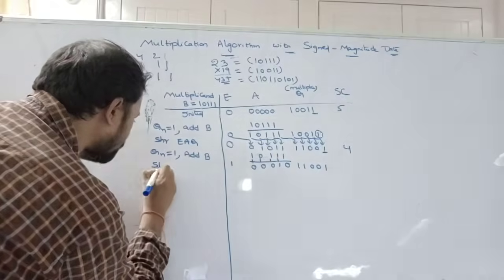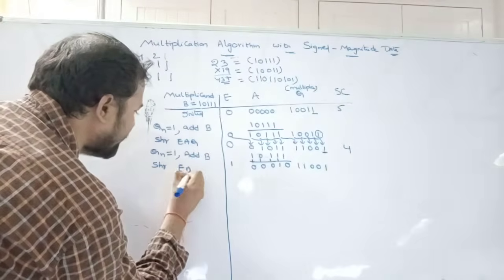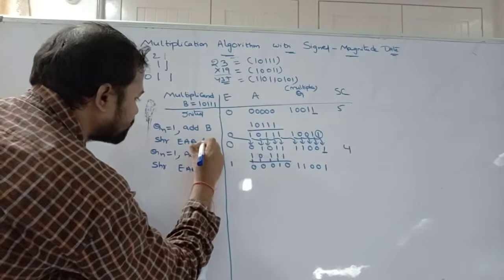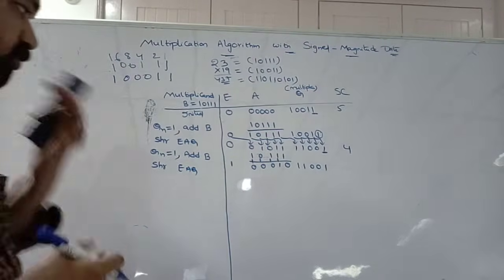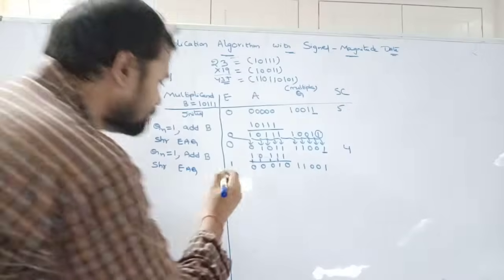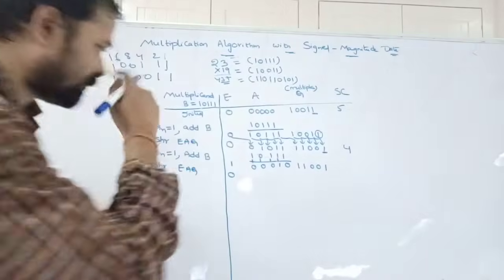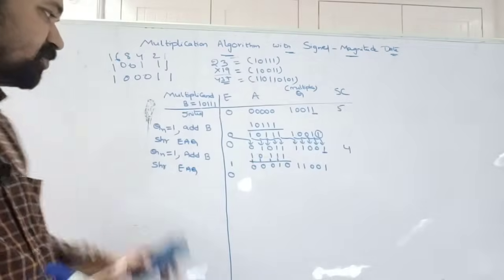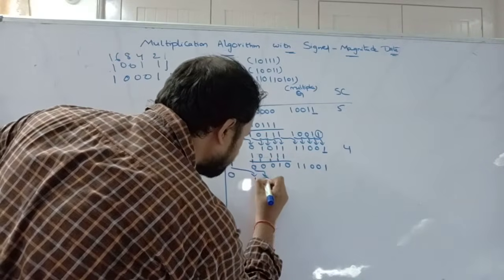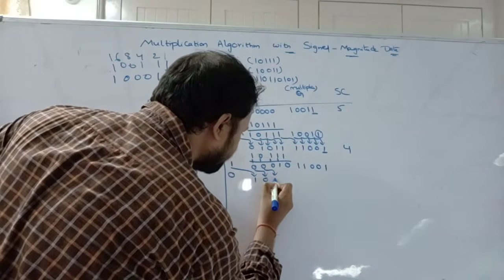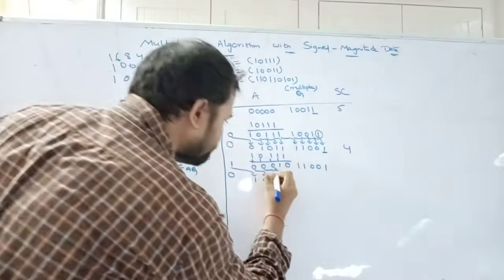Here we have to perform shift right operation on EAQ. So this is nothing but first partial product. This result is nothing but second partial product. So we know what is shift right operation. 0 will be shifted to the leftmost position and all the bits are shifted one position to the right. So this one will be shifted one position to the right. This 0 will be shifted one position to the right. This 0 will be shifted one position to the right.